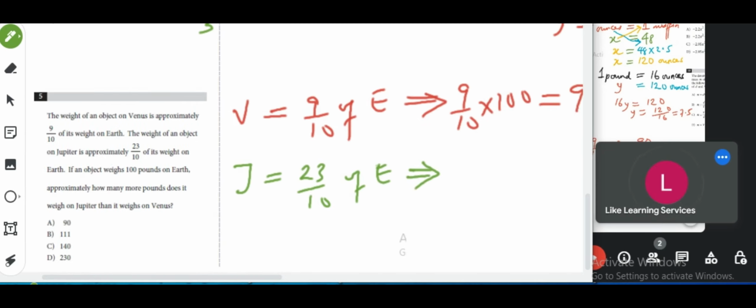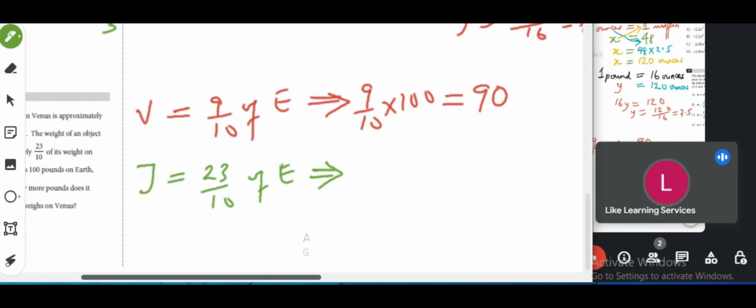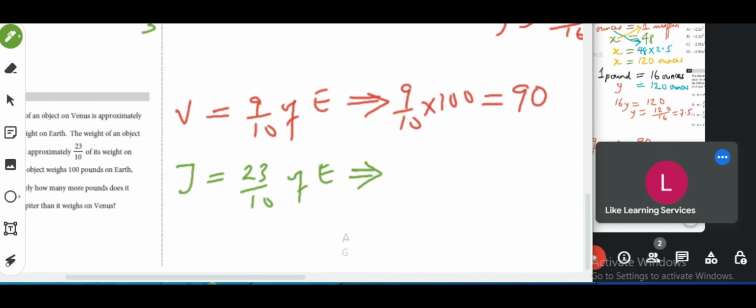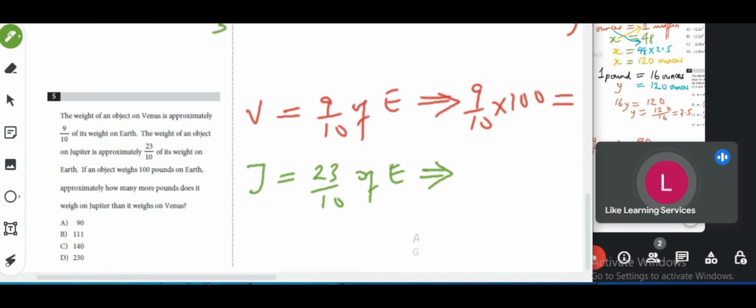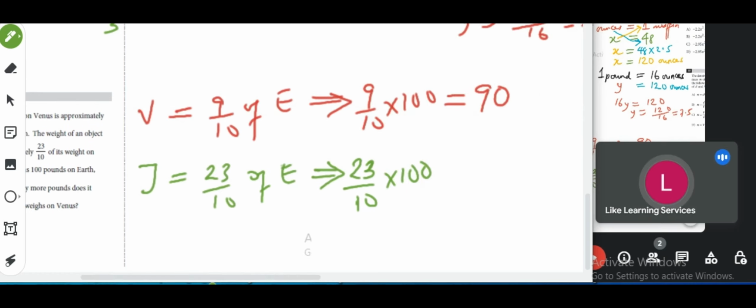So you got that as 90 now, isn't it? Yes. Okay, what about the one for Jupiter, 23/10 of Earth? That's 23 divided by 10. That's 230.